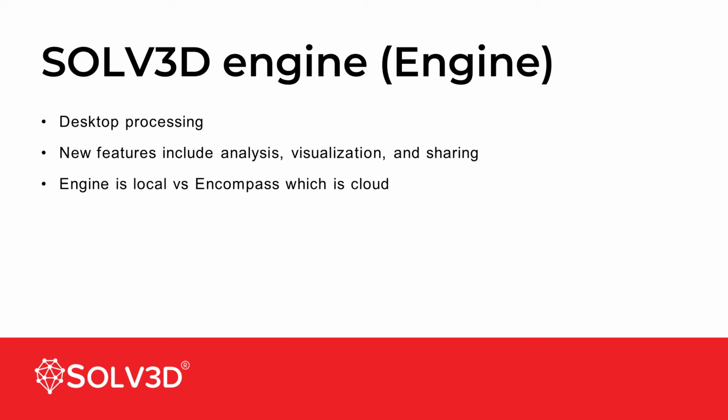You asked about Solved Encompass and how it differs. The primary difference here is that in the Solved Engine application, the data is a local copy. So when you share that data out with someone and then you make changes to that data, you'll have to share a new copy with them. Whereas in Encompass, there's one cloud-based version of the data. So when you share that out and changes happen, they automatically see those changes.